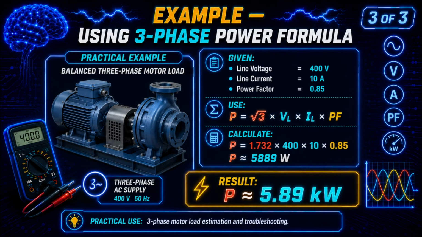Using the formula, P equals square root 3 times VL times IL times PF. We get P is equal to 1.732 times 400 times 10 times 0.85. So the result is about 5,889 watts, or approximately 5.89 kilowatts. This is very useful for three-phase motor load estimation and troubleshooting. Now we have covered single-phase and three-phase power. Next, we can move into another important practical formula.